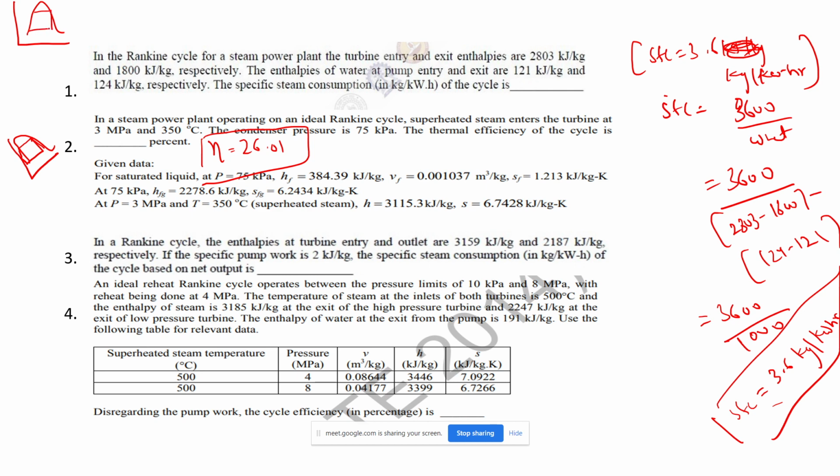This is the ideal Rankine cycle: 1, 2, 3, 4. The entry will always be saturated vapor, that is Vg. And here at the entry of the pump, it will be saturated liquid.